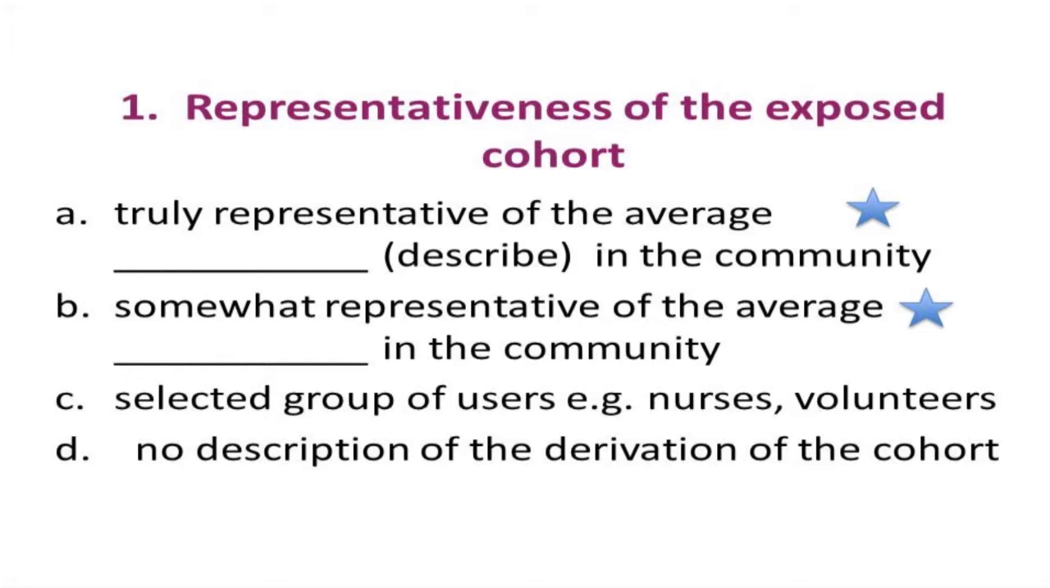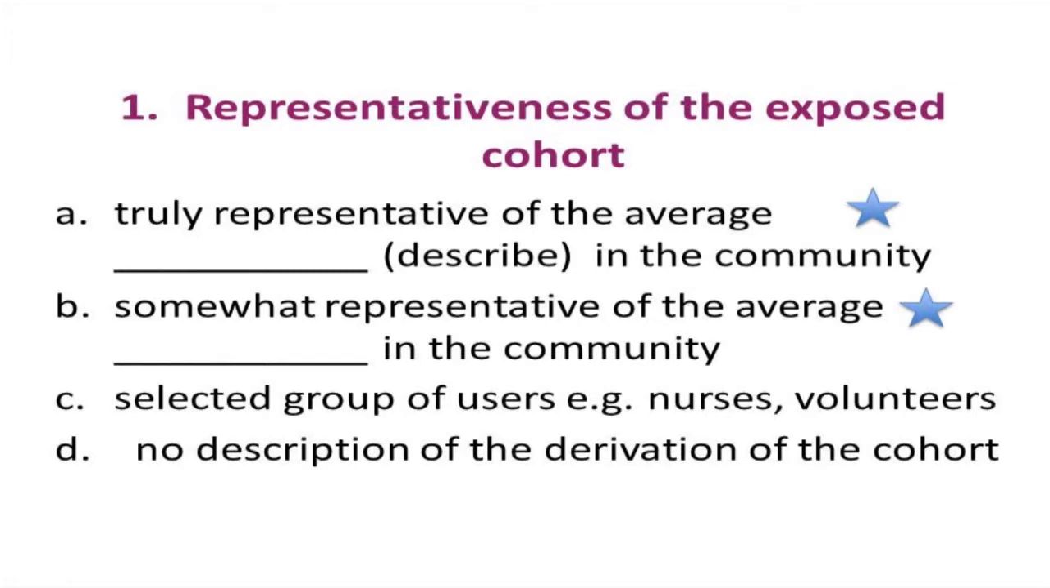It is okay, you still have the same star quality if it's only somewhat representative of the average cohort in the community. But if you select a group, for example, nurses or volunteers or sometimes hospital-based cohorts, it may not be truly representative of the average cohort in the community. And if you don't describe your cohort at all, then you don't, of course, get a star.